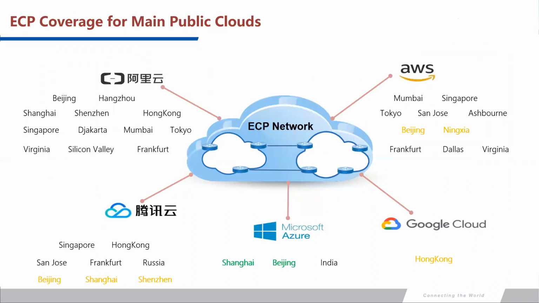This diagram shows different locations for different clouds. You can see that for Ali, we can cover most or almost all of them. In Asia, we are more focused on mainland China and also include India. For AWS, we have 2 sites in China, Beijing and Ningxia. Also, we can cover the US, Europe, and Asia Pacific. For Tencent, we mainly focus on China and then extend to Europe. For Google Cloud, we can access through Hong Kong.